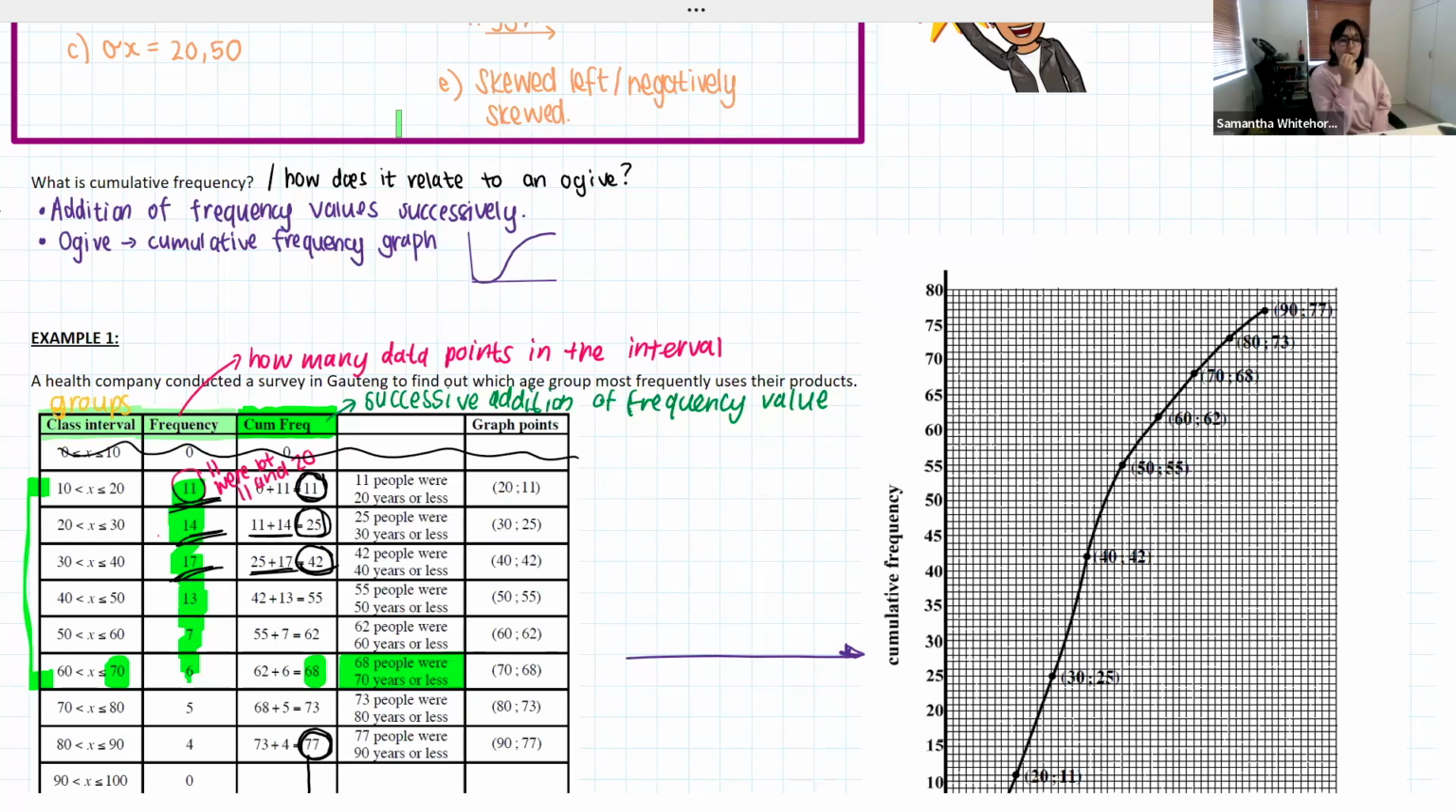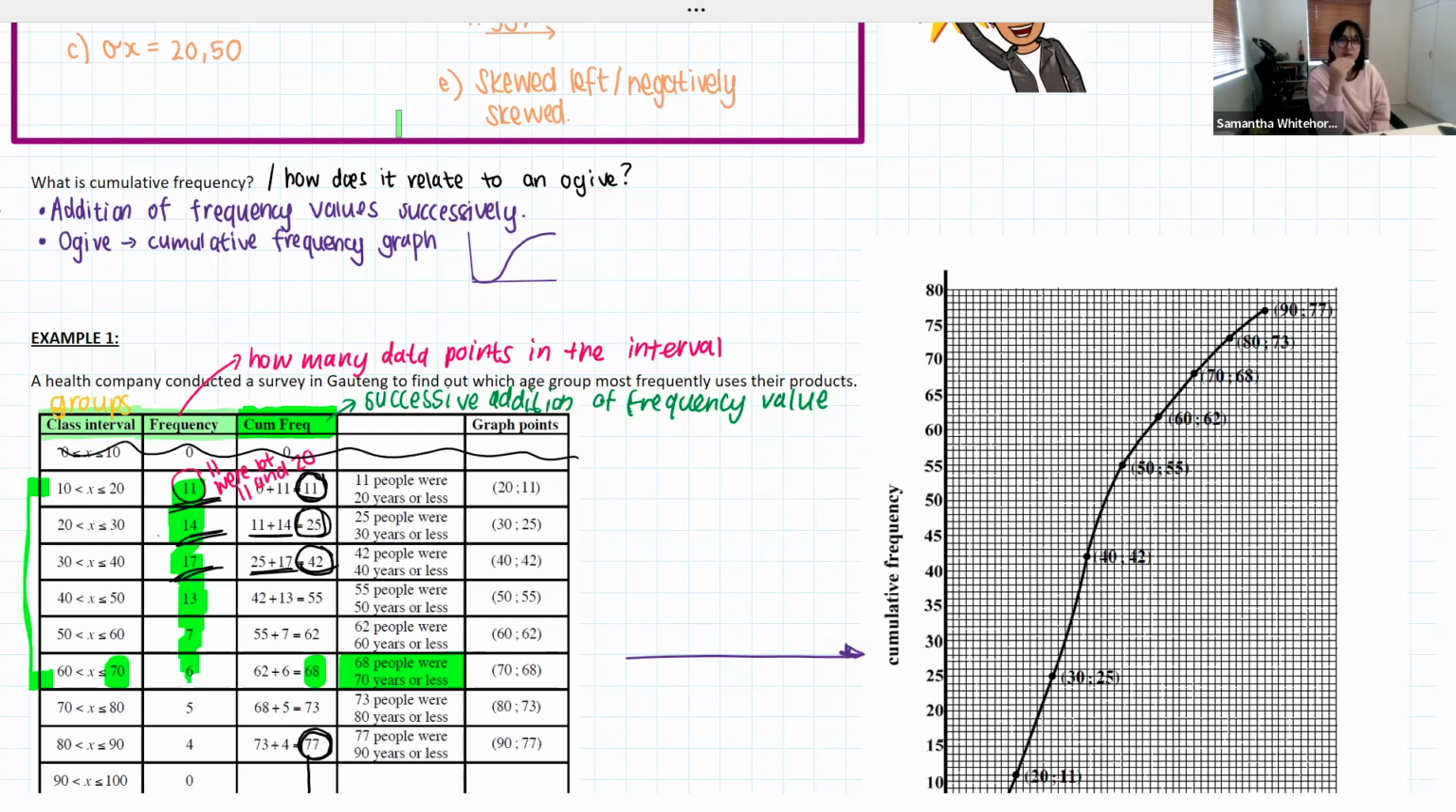And that's what cumulative frequency is useful for. It allows us to determine and to work with such questions. So I could ask you, how many people were 70 years old or less? And you could use your cumulative frequency to go and determine that value.